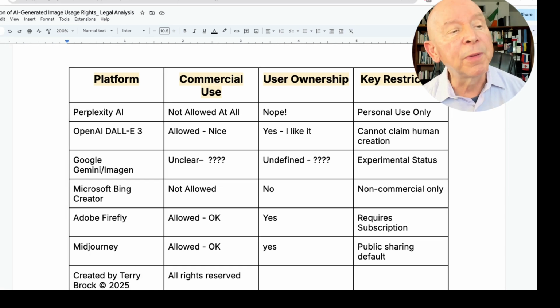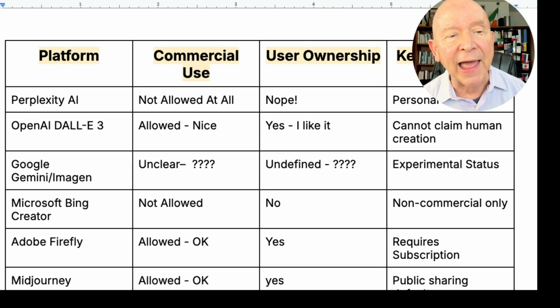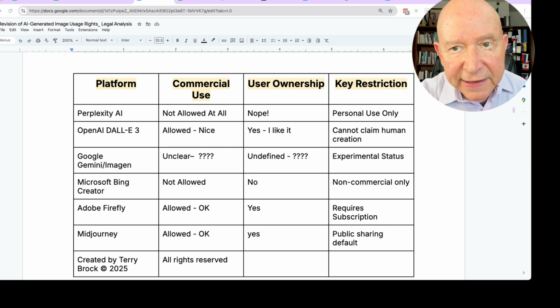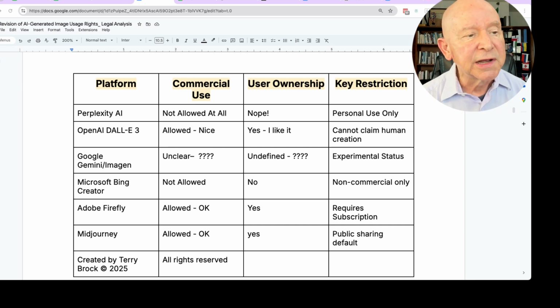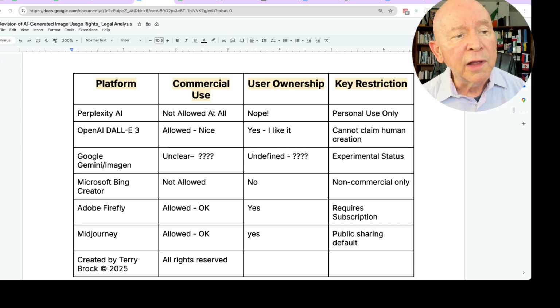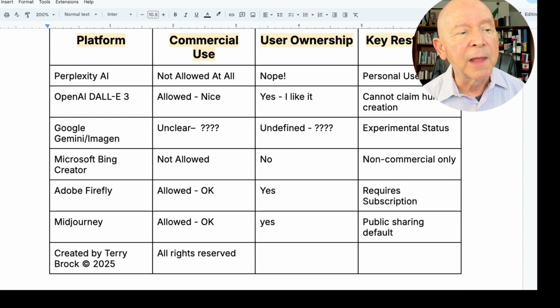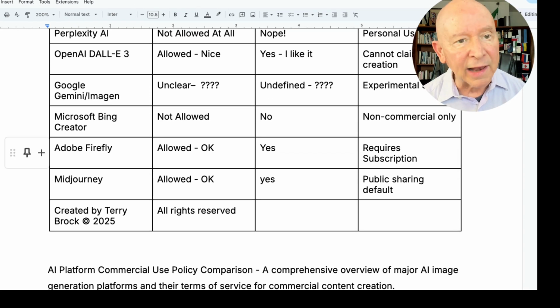However, OpenAI DALL-E 3, it is allowed. That's nice, and I like it. And you have to make sure that you have human creation. The key restriction here is you cannot claim human creation. You have to make sure you put yours in there. You can't just use it as is. So that's good. With Google, well, it's a little unclear, it's undefined right now, and what they're doing with it. Microsoft Bing, not allowed there either.